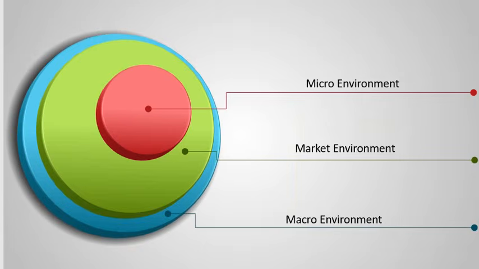So to recap, we have the micro environment, which is the internal environment, and it is the business itself. Then we have the market environment, which is external, and you have some control over it. And then the macro environment, also an external environment, of which you have no control.